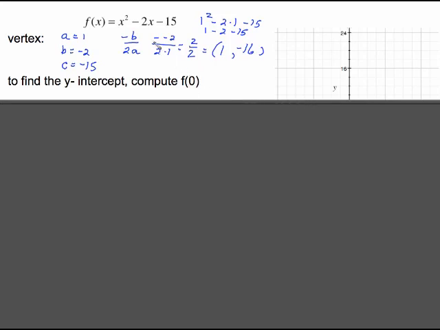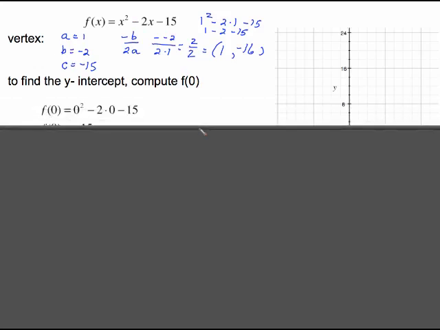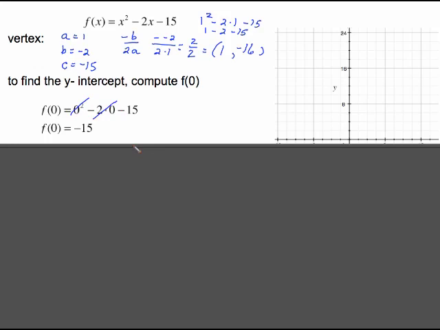So plug 0 in for all of those x's is going to give me this. Of course, all of this just goes away, and we just get negative 15. So the y-intercept is negative 15. We could write it as an ordered pair, (0, -15), if you want.